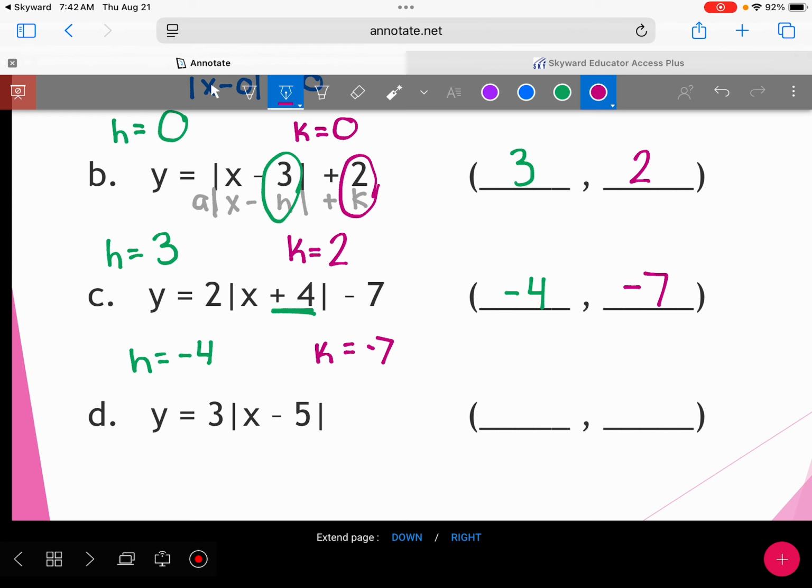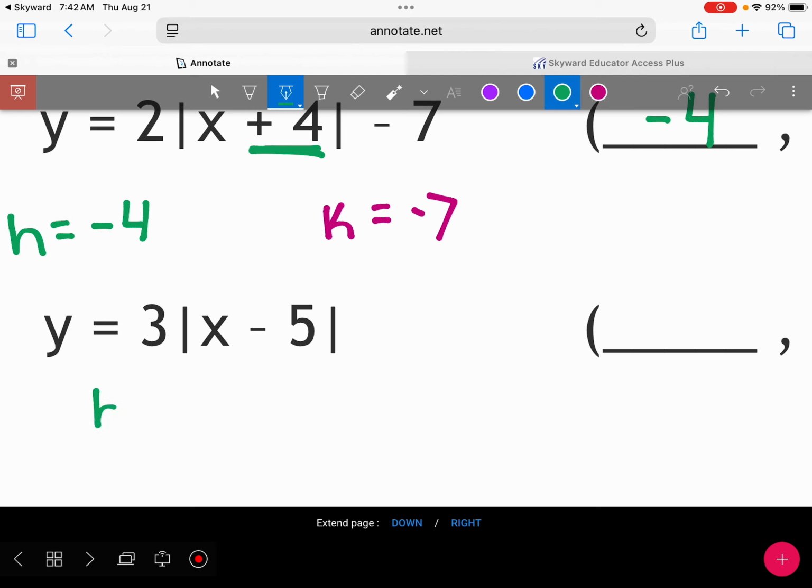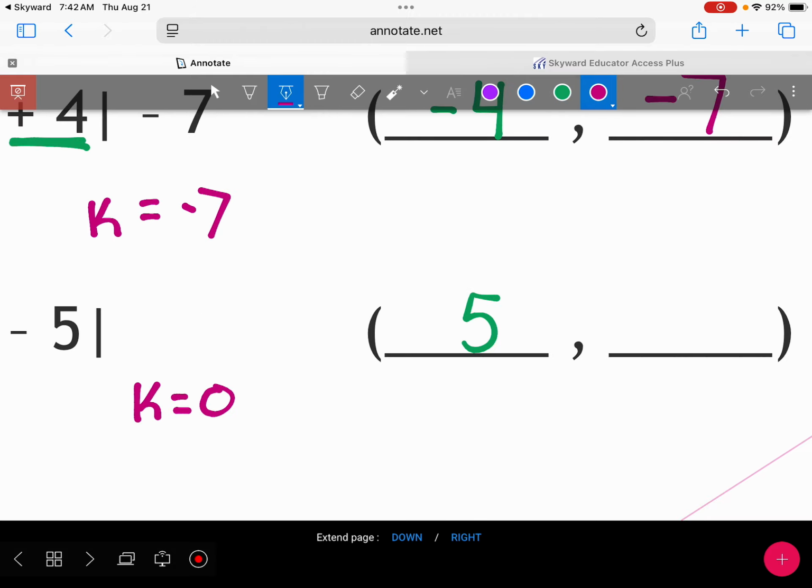We're going to do one more like this, and then we'll see why we care. What is our h value on this one? Positive 5. Good. What is our k value on this one? 0. Good. Because this is going to give us a shortcut to figuring out where to start on our tables as opposed to just blindly guessing until we find the vertex. This tells us exactly where to start when it comes to graphing, and we have to do the least amount of work. We like to do the least amount of work.